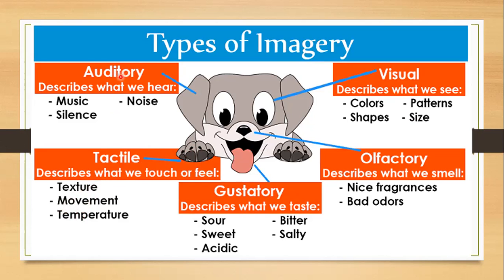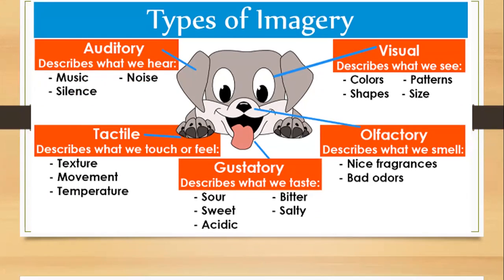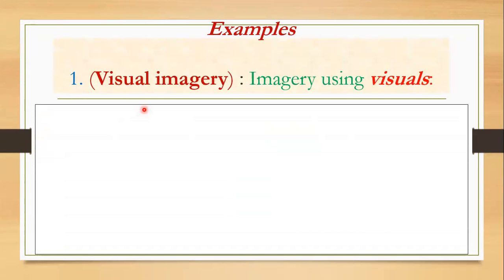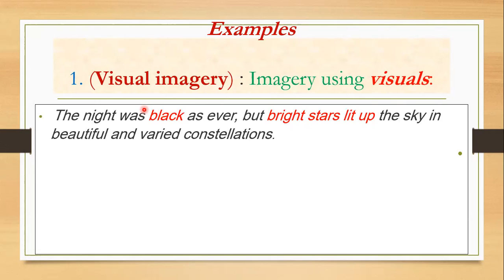The fifth and final one is auditory imagery, الصورة المجازية السمعية, related to what we hear. It describes what we hear, so describing music, silence, or noise. Next, we will see some translated examples in which we can find more explanation of the types of imagery. Let us deal with the first example. So you see here.